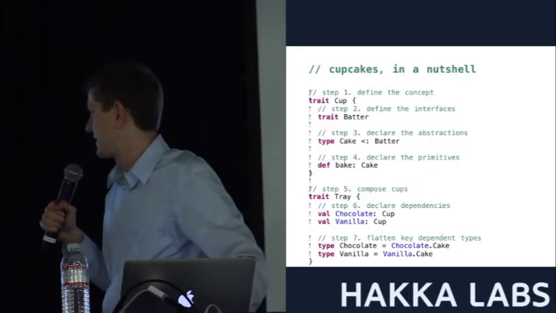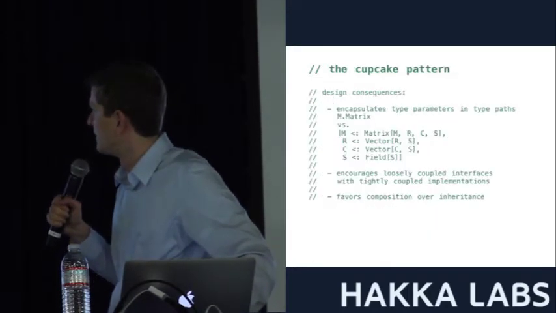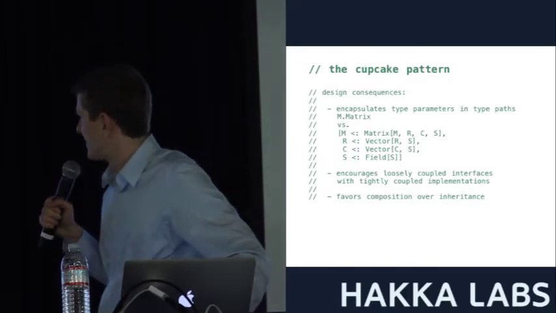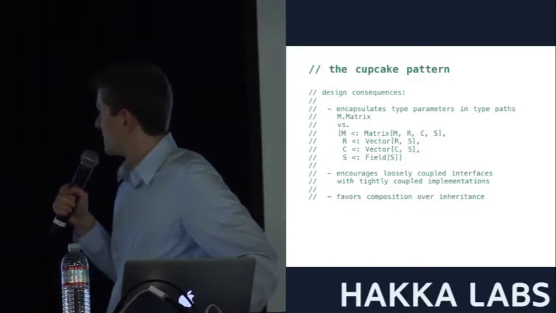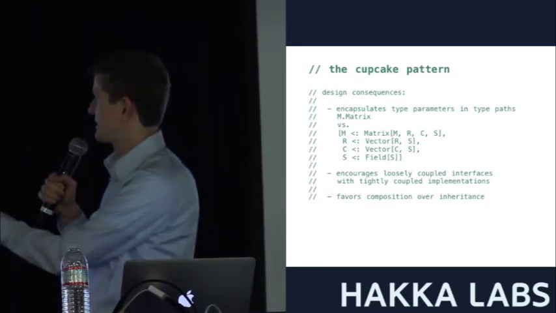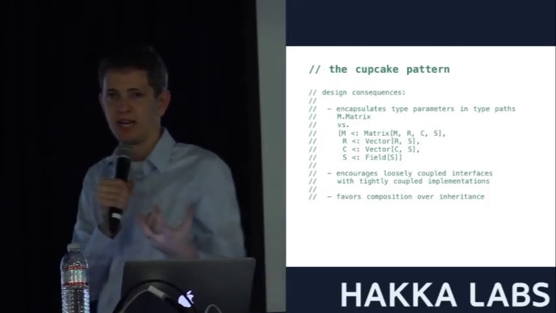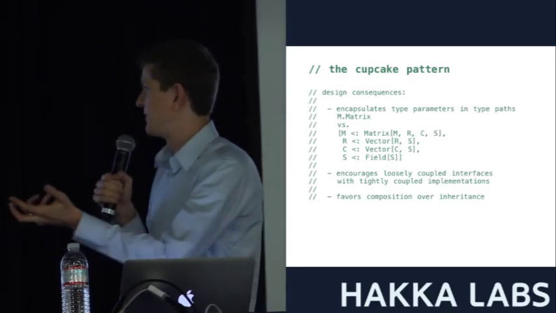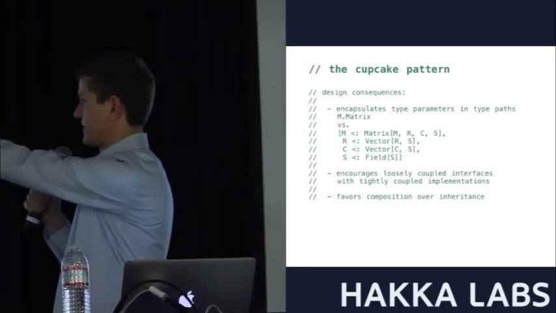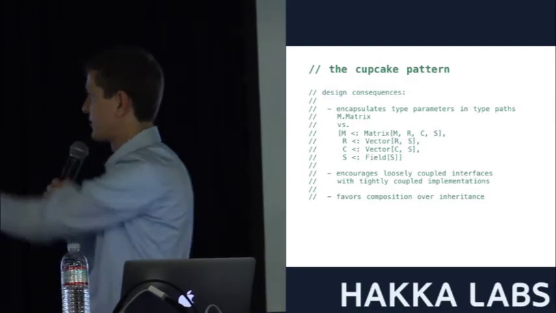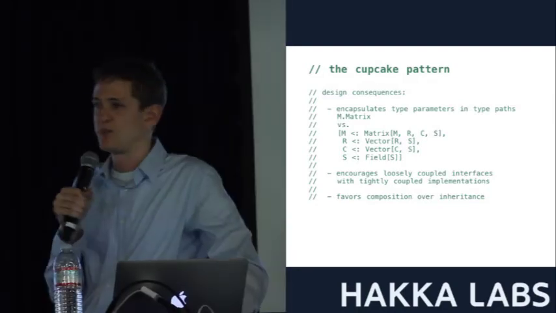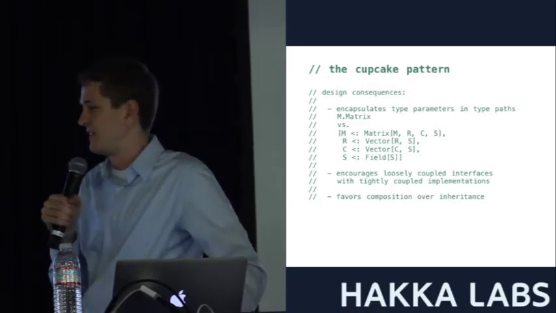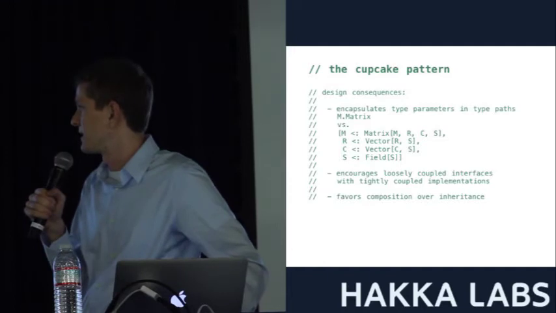So that's what I call the cupcake pattern in a nutshell. And what are the consequences of this design? The first is that we encapsulated type parameters in type paths. So we had, essentially, n.matrix for some type of matrix, whereas that Java approach is, hey, with this abstraction, we have to declare all the relationships between all the types, and it's completely unwieldy.